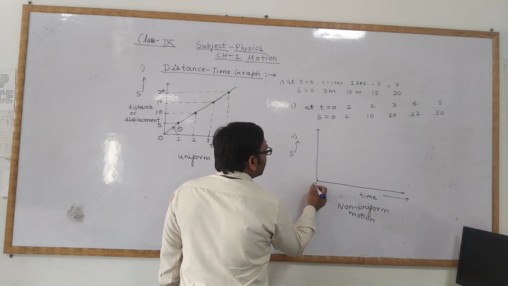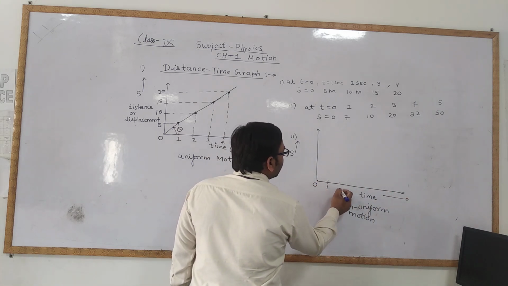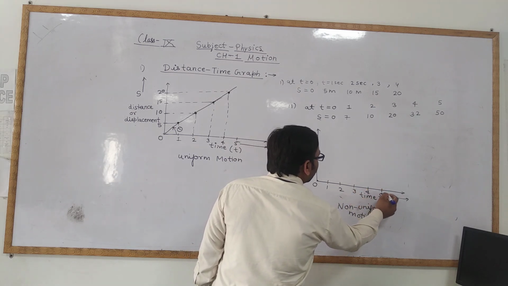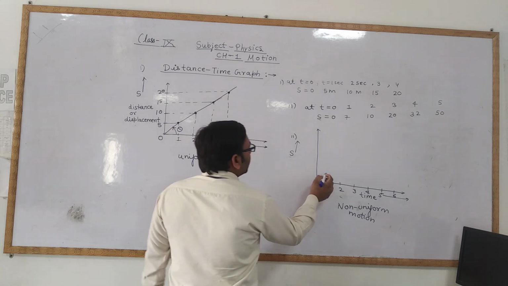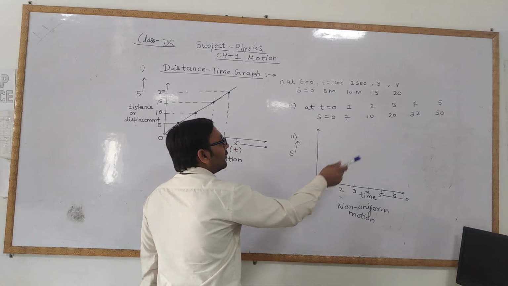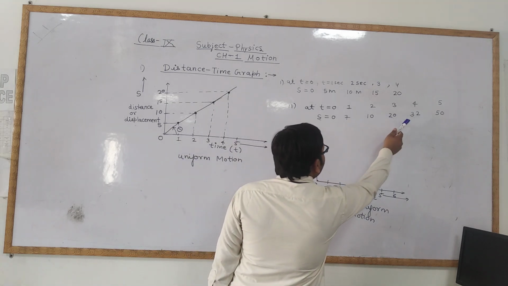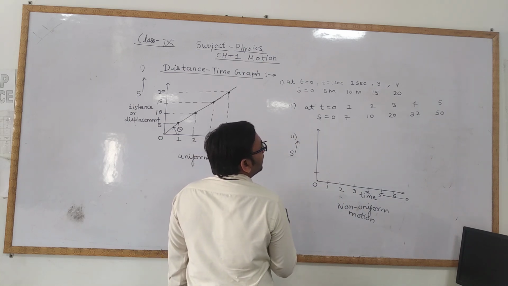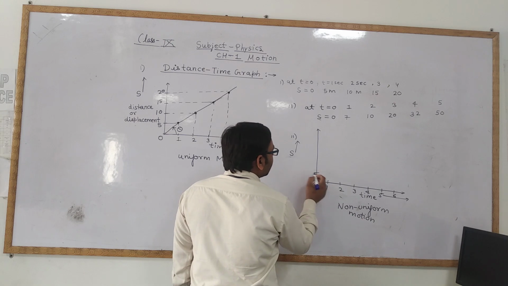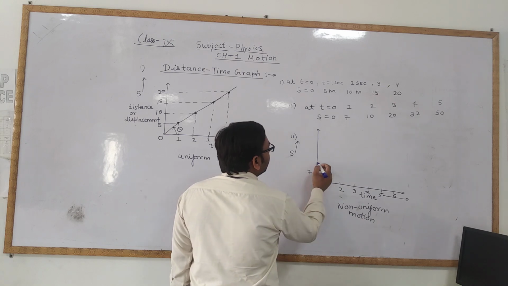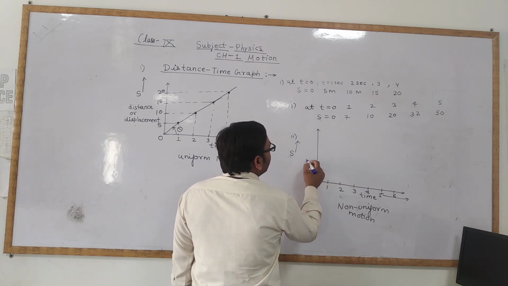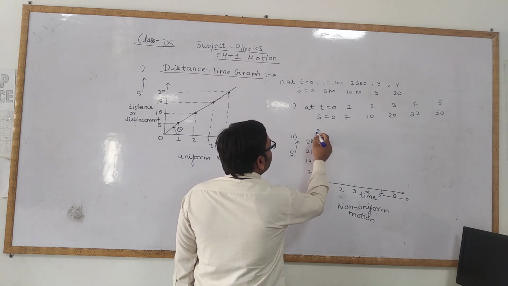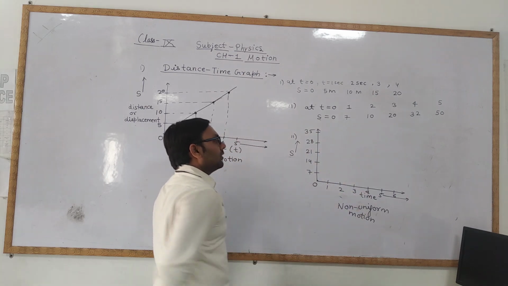So at time t equals 0, suppose time is 1 here, 2 seconds, 3, we will plot the values of time first, 4, 5, 6, like this. And for distances we have to take a proper scale, for 7, 10, 20. So we can take a multiple of 7 or 5, you can take anything. Suppose starting from 7, that is 14, 21, 28, 35. Like this you can take.